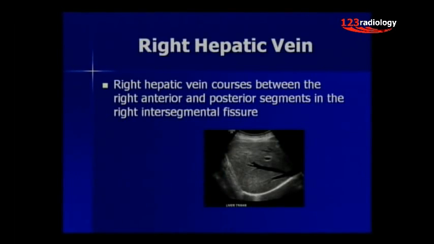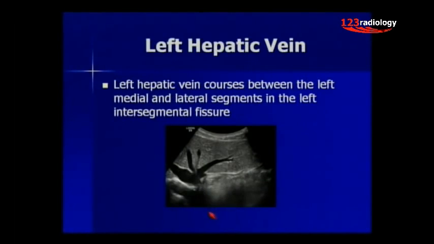So the right hepatic vein is going to course between the anterior and posterior segments in the liver within the right intersegmental fissure. So here's the hepatic vein, anterior segment, posterior segment of the liver. And the left hepatic vein courses between the left medial and lateral segments and courses in the intersegmental fissure on the left, dividing the medial segment from the lateral segment.